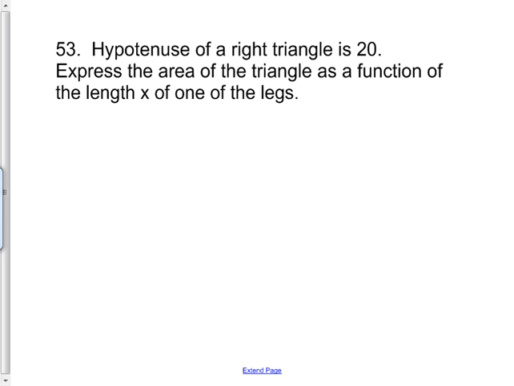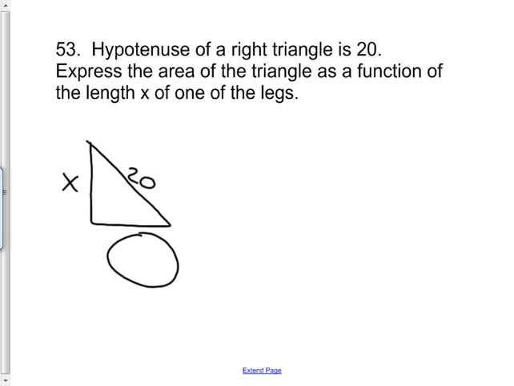Second kind of problem I want to talk about is number 53. The hypotenuse of a right triangle is 20. Okay, I'm going to draw my hypotenuse this way. Express the area of the triangle as a function of the length x of one of the legs. I'm going to call this one x. Now, if I call this one x, I can figure out how long this one is in terms of x by doing the little formula thing.